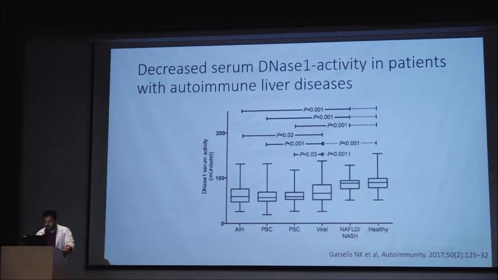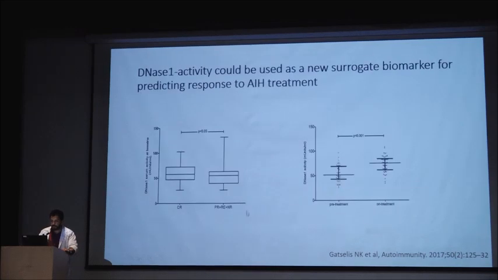So coming on to the next marker, which is the DNase activity, which is low in patients with autoimmune hepatitis, PBC, and primary sclerosing cholangitis, as compared to healthy controls or patients with NAFLD or viral hepatitis. This basically shows that autoimmune hepatitis is promoting apoptotic death, and this DNase level helps in clearing the apoptotic cells. However, it is impaired in patients with autoimmune hepatitis.